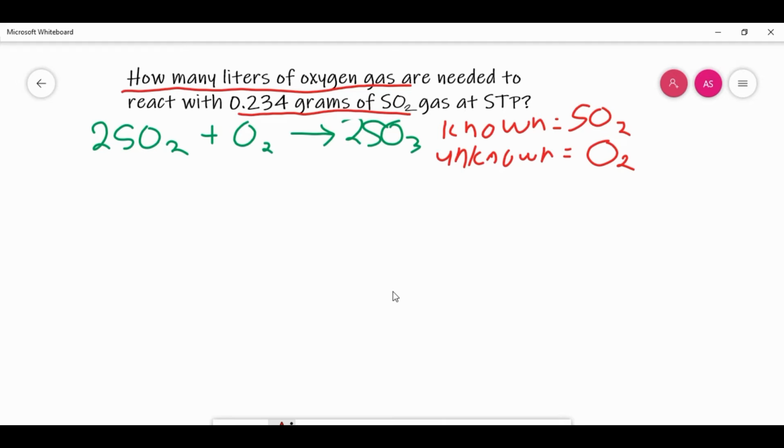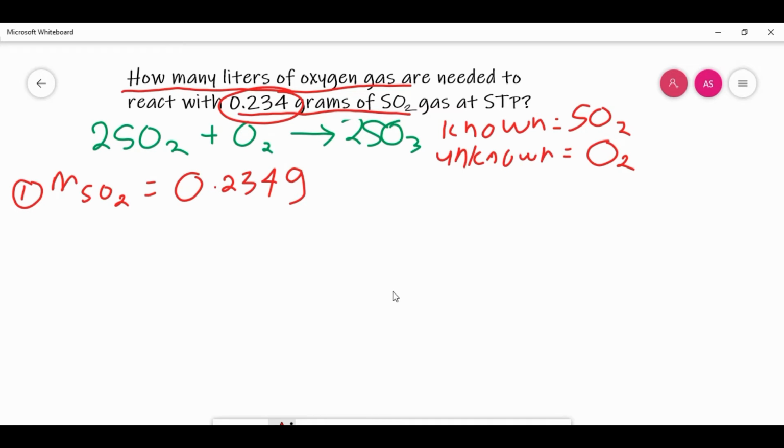Since the question gives us the mass for SO2, we know that we have to use the first method that I have shown previously. So the first one, step 1, is identify the mass for the known. So untuk soalan ni, known kita adalah SO2. So mass of SO2 is 0.234 grams. Okay, yeah, dalam soalan tu ha.